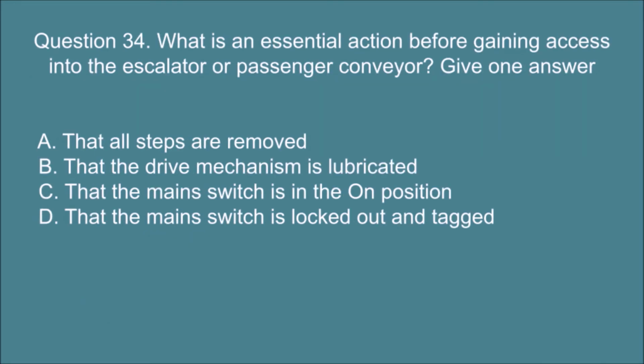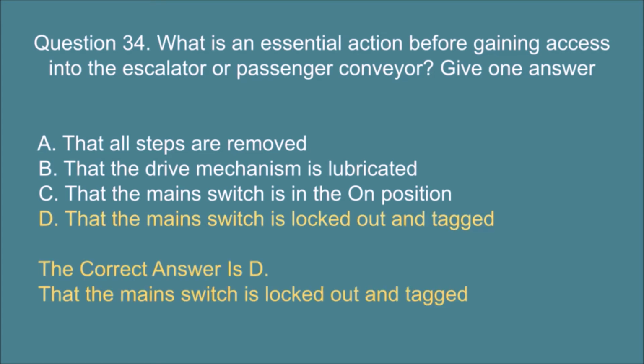Question 34. What is an essential action before gaining access into the escalator or passenger conveyor? Give one answer. A. That all steps are removed. B. That the drive mechanism is lubricated. C. That the main switch is in the on position. D. That the main switch is locked out and tagged. The correct answer is D. That the main switch is locked out and tagged.